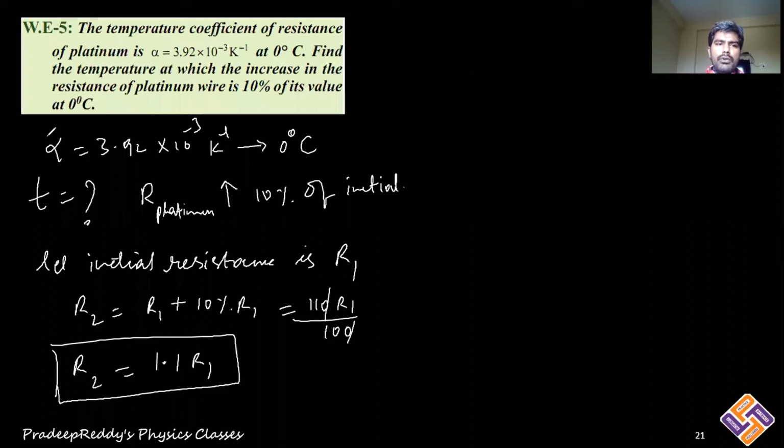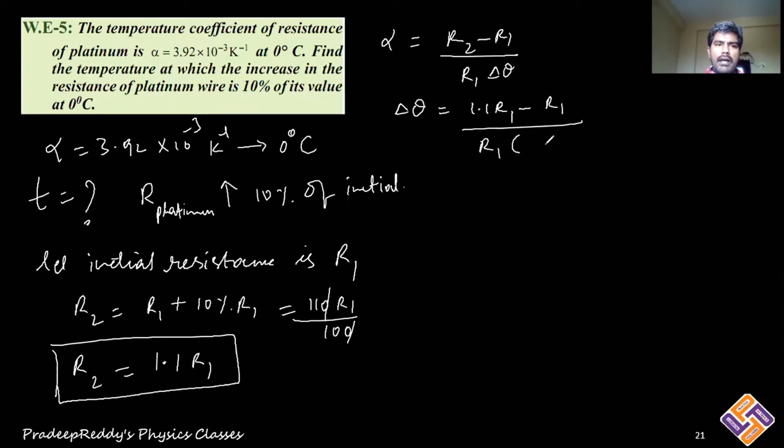And what is the hint given to you? You are being given alpha. So as we know, alpha is equal to R2 minus R1 divided by R1 into delta theta. What you are supposed to find out is delta theta, the change in the temperature. So delta theta is equal to, what is R2? 1.1 R1 minus R1 divided by R1 into alpha. Alpha is 3.92 into 10 power minus 3, and unit will be Kelvin inverse. You can change all these terms into Kelvin.